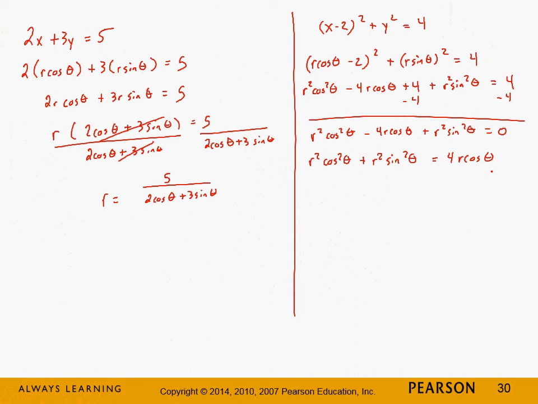Why do that? Because I like to have the cosine squared and the sine squared together, because what's sine squared plus cosine squared? It's one, right? So if I can get them together, that'll just collapse down to one. So if I factor that r squared out, I get cosine squared plus sine squared, which just goes to one. So r squared times one, which is just r squared. And here, since cosine theta will sometimes equal zero, I can just divide by r and say r equals 4 cosine theta.